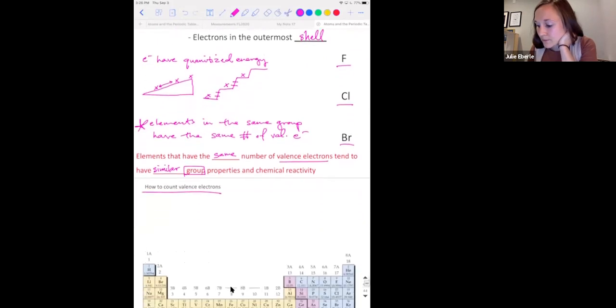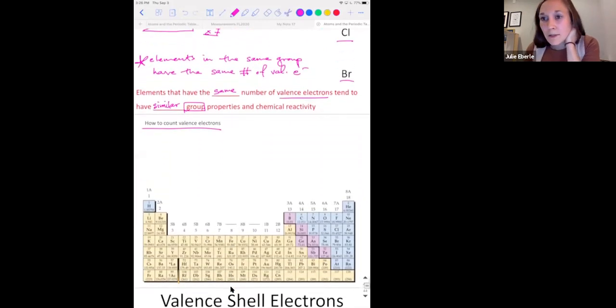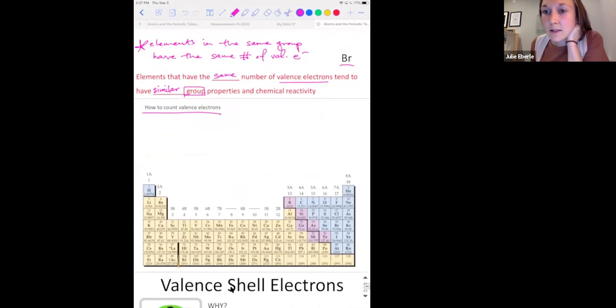So let's do that. Well, if elements in the same group, and here we're talking about the main groups, have the same number of valence electrons, if you can count main groups, then you can count valence. So remember, any number that has the letter A next to it is a main group. So main group 1 has 1 valence electron. So all the elements here, hydrogen, lithium, potassium, sodium, have 1 valence electron. Anything in main group 2 has, guess what, 2 valence electrons.